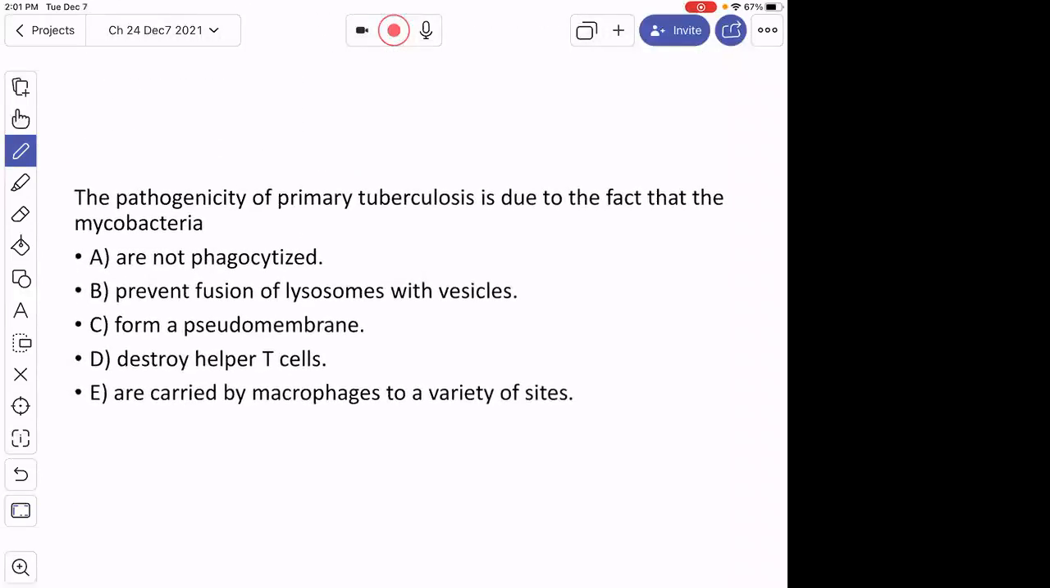Just kind of a tough one. I'll let you read this. See if you can narrow it down to a couple.